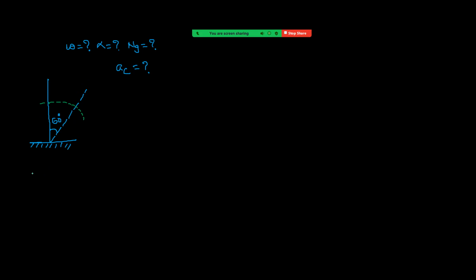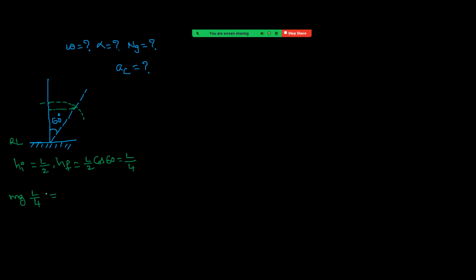See what we can write. If we take the ground as reference level, initially the height was L by 2. Now the height is L by 2 cos 60, that means it is L by 4. See how much height it has come down: L by 2 minus L by 4, it is L by 4. So the loss in gravitational potential energy is mgL by 4.